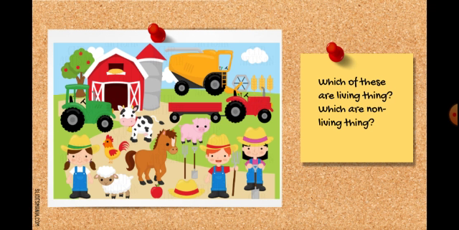Okay, take a look at the picture in the form. Which of these are living things? Which are non-living things? Okay, which of these are living things? Correct. There are humans, cow, pig, horse, sheep, and also hen.